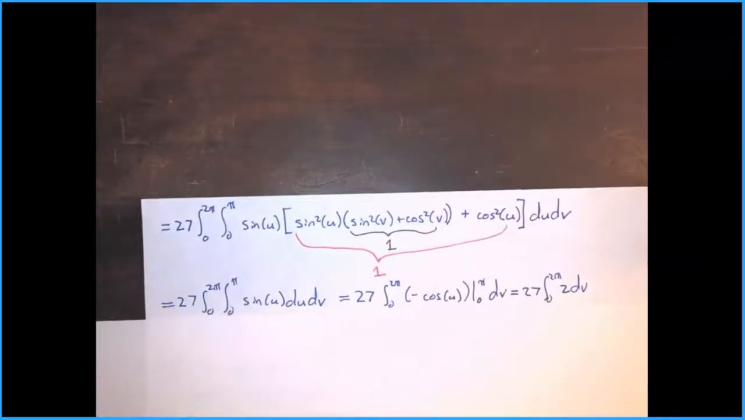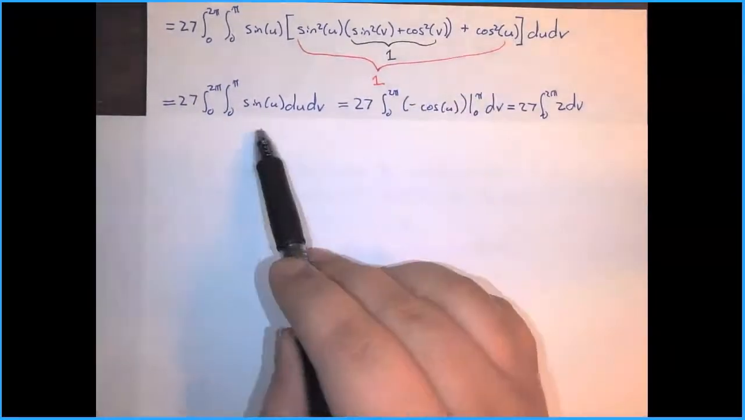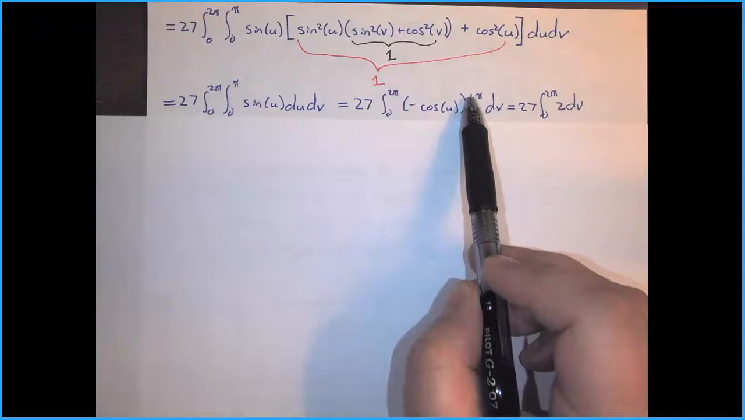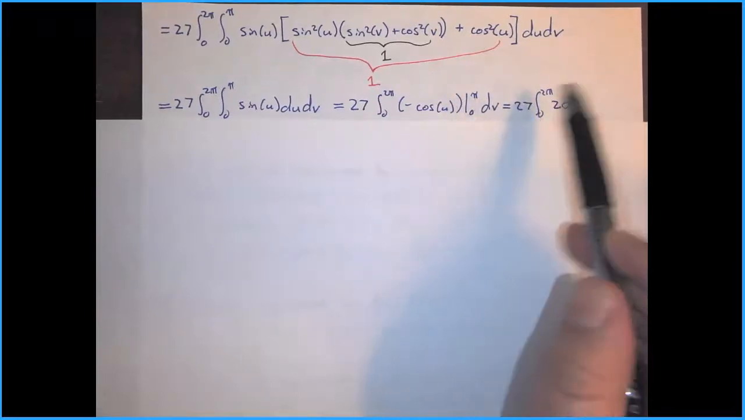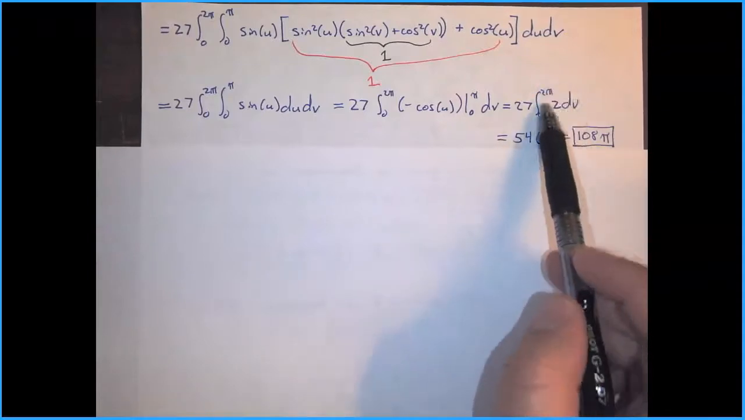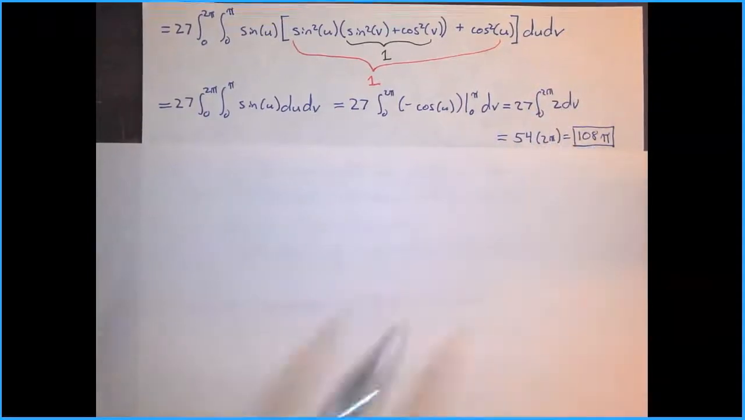So really all I'm integrating here is sine u. So I integrate that in u, I get negative cosine. I evaluate from 0 to pi. When I plug in the bounds, that gives me 2. I can factor this 2 out, and that's going to be 54 times the integral of 1 over the interval 0 to 2 pi, which is just 2 pi. So my answer is 108 pi.